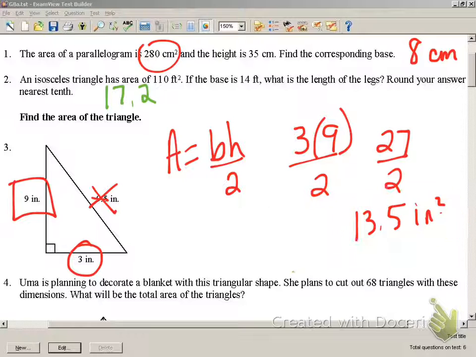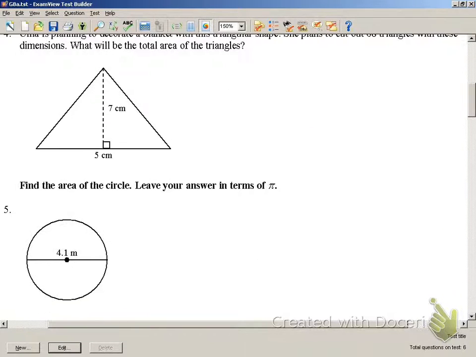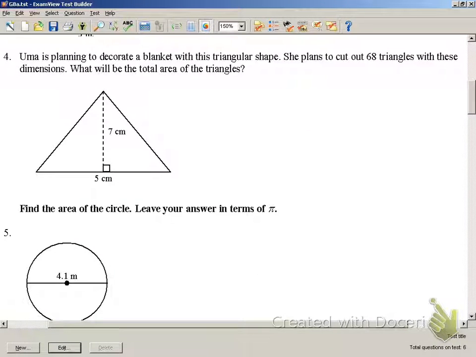Looking at number 4. Uma is planning to decorate a blanket with this triangular shape. She plans to cut out 68 triangles with these dimensions. What will be the total area of the triangles? Well, in order to figure that, we must know the area of this triangle first. Once we find that area, we multiply by the number of triangles that there will be.